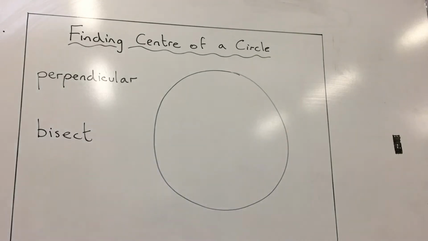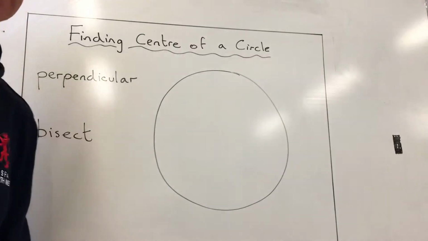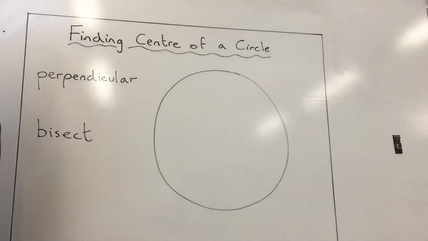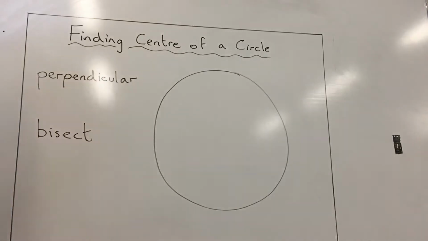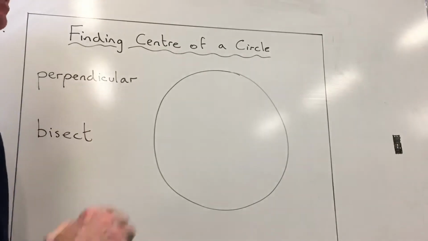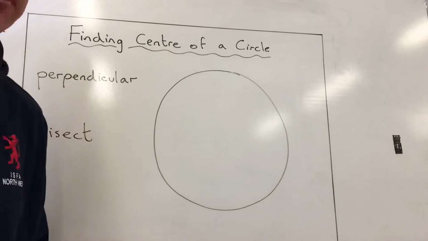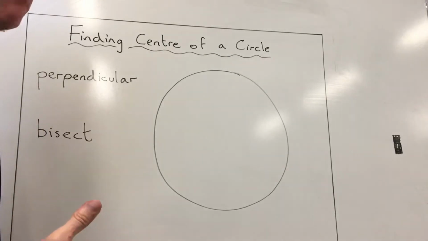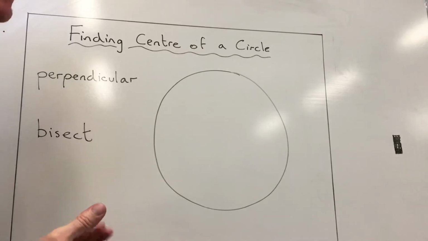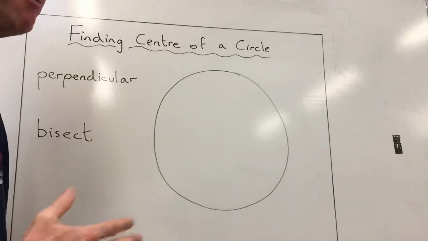Hello everybody. Yesterday I set a challenge to some people in year 6 to find the centre of a circle. Okay, I know it's easy if you've made it with a compass, you just find the point, but that's not the question. If you've got a circle, given a circle, any circle, how do you find the centre of it? I did say you could use a pencil, a ruler, a set of compasses if you need.